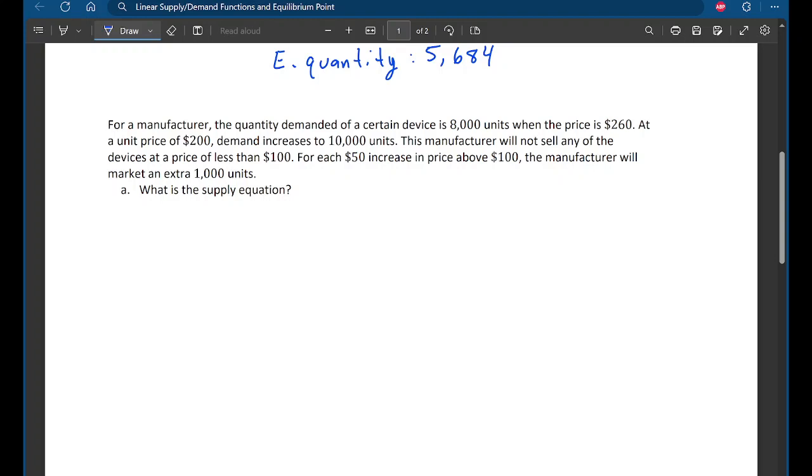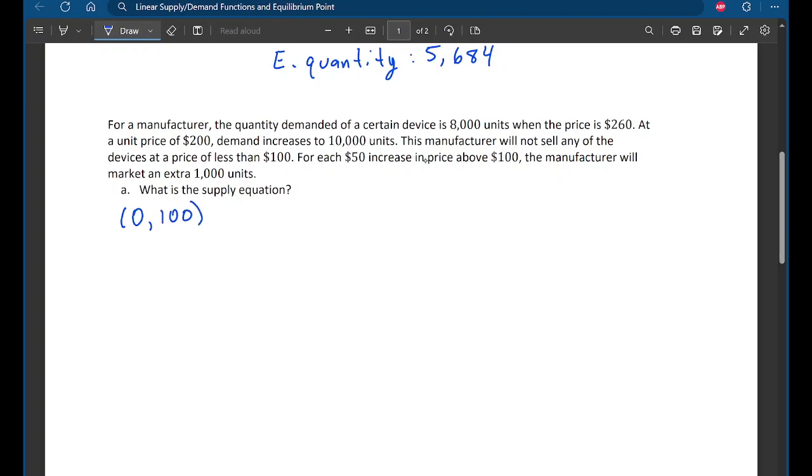So typically, unless specified otherwise, the quantity is going to be your X value and the price is going to be your Y value. So quantity, the manufacturer will not sell any, so we can say 0, at less than $100, P is my price.